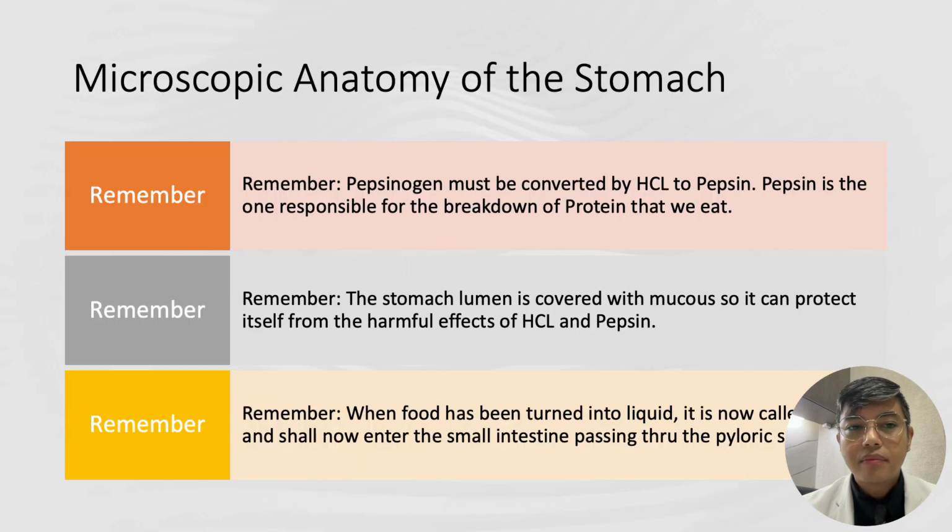So, remember that pepsinogen must be converted by hydrochloric acid to pepsin. And pepsin is the one responsible for the breakdown of protein that we eat. Remember also that the stomach lumen or the mucosa is covered with mucus, so it can protect itself from the harmful effects of your hydrochloric acid and your pepsin. Okay? And remember that when food has been turned into liquid, it is now called bolus. Okay? And shall now enter the small intestine, passing through the pyloric sphincter.